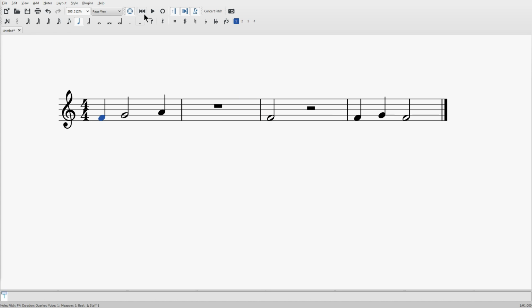And so on. We'll do it again, this time counting. 1, 2, 3, 4. 1, 2, 3, 4. 1, 2, and so on.